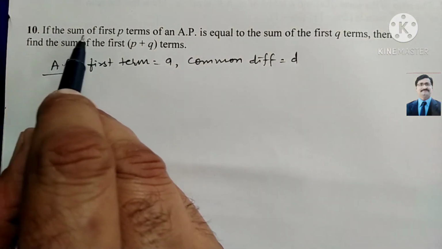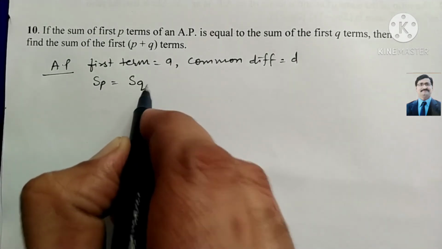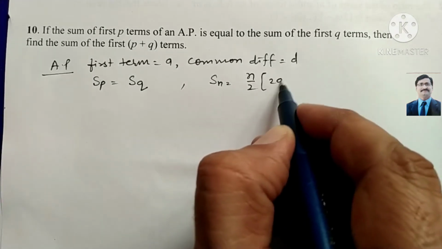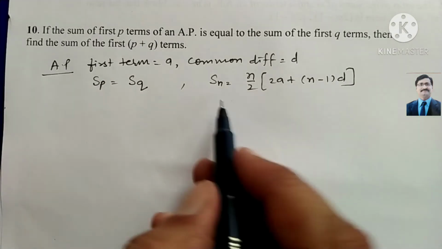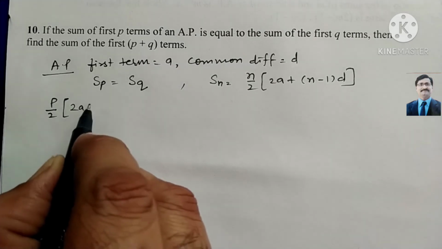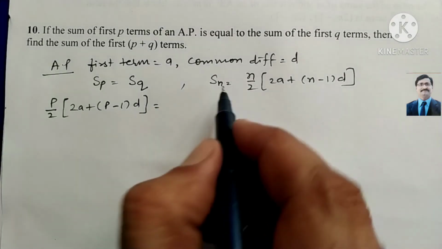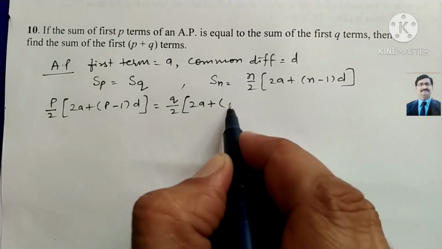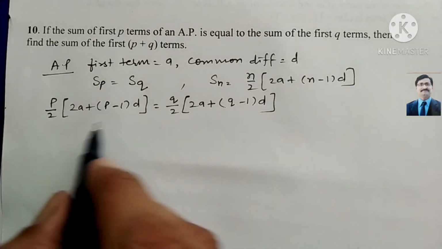Now in the question it is given that the sum of p terms equals the sum of q terms, and we know that the Sn formula is n upon 2 into 2a plus n minus 1 into d. So according to this formula, the sum of p terms will be p upon 2 into 2a plus p minus 1 into d, and the sum of q terms will be q upon 2 into 2a plus q minus 1 into d. Now we open this bracket.